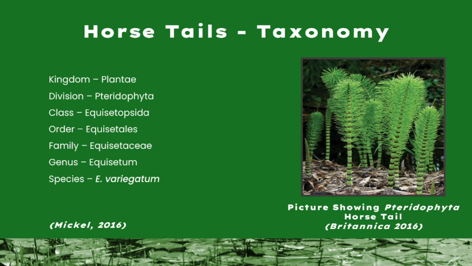Okay, moving on to the actual classification. Now, horsetails are part of the kingdom Plantae. The division is Pteridophyta. The class is Equisetopsida. The order is Equisetales. The family is Equisetaceae, and the genus is Equisetum. The species is E. variegatum.